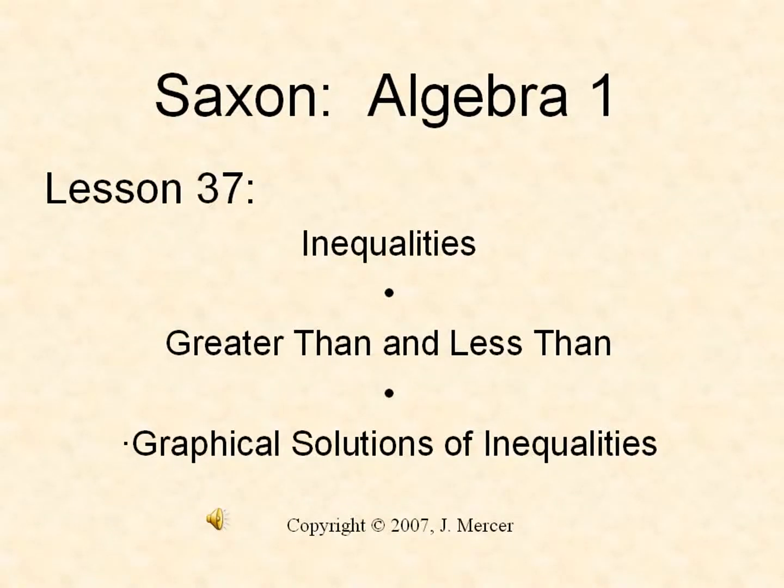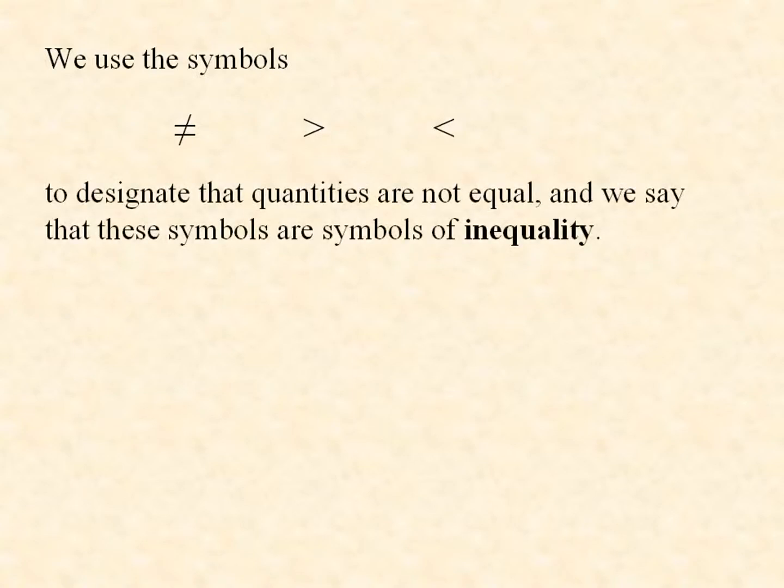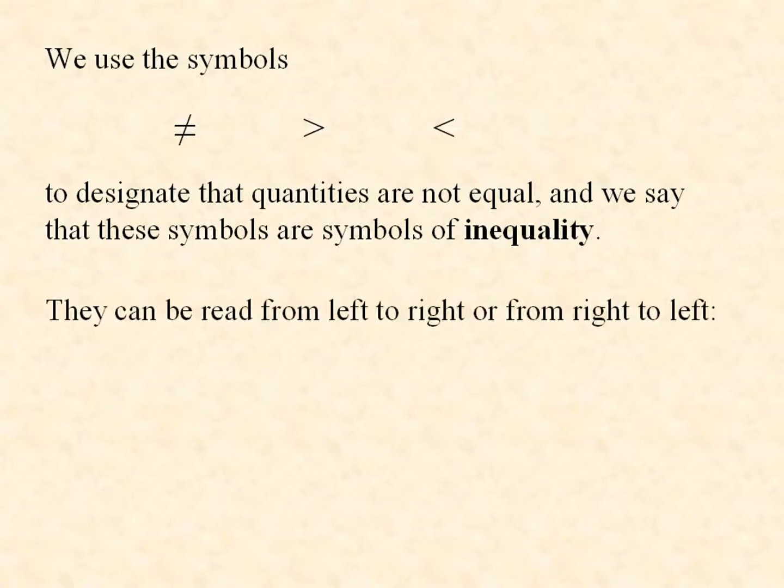Saxon Algebra 1, Lesson 37, Inequalities greater than and less than, Graphical solutions of inequalities. We use these symbols, that's not equal to, greater than, less than, to designate that quantities are not equal. And we say that these symbols are symbols of inequalities. They can be read from left to right or from right to left.